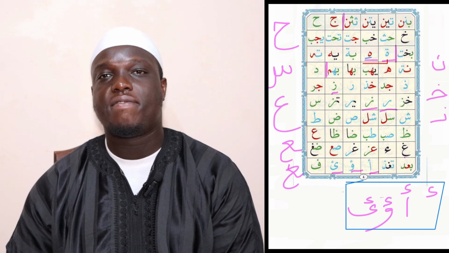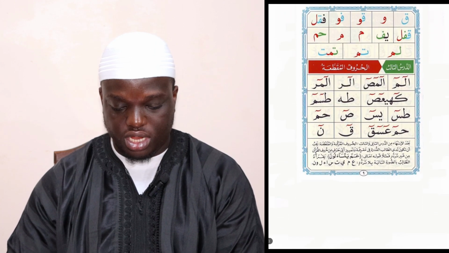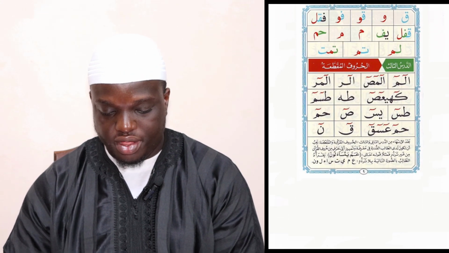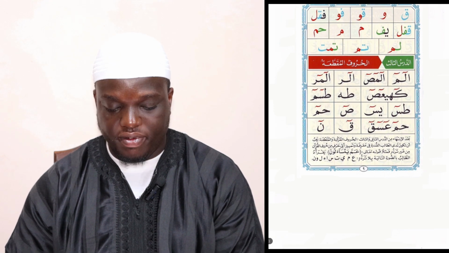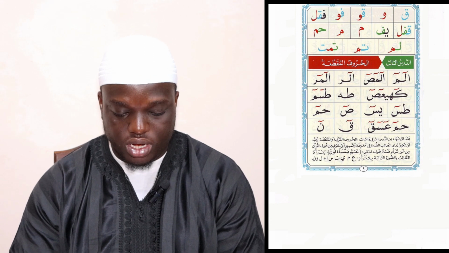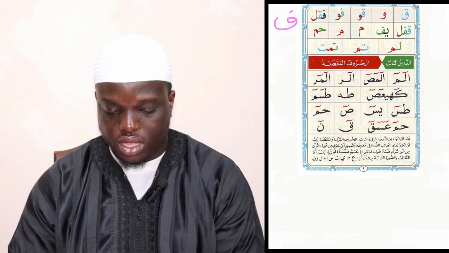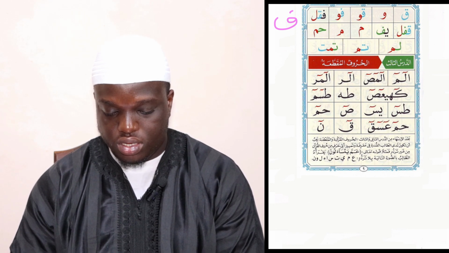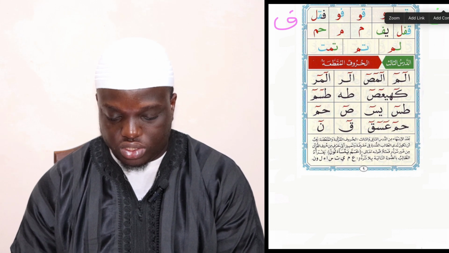This is what? Fa. Right? So we're almost done. What letter is this? Remember, Fa has one dot. Qaf has how many dots? Two dots. Same shape, but Qaf has two dots.